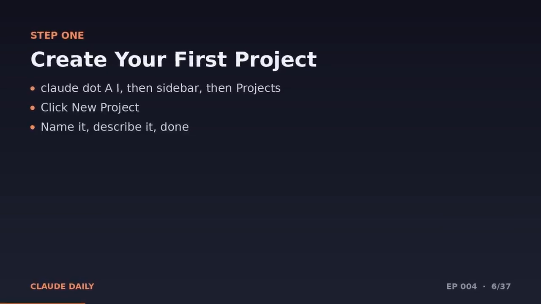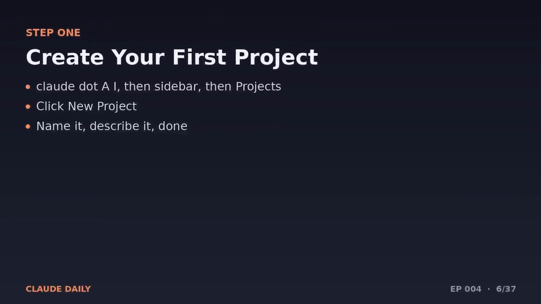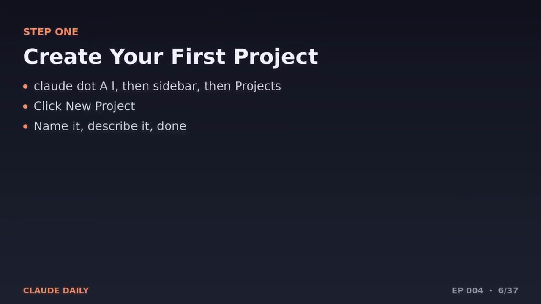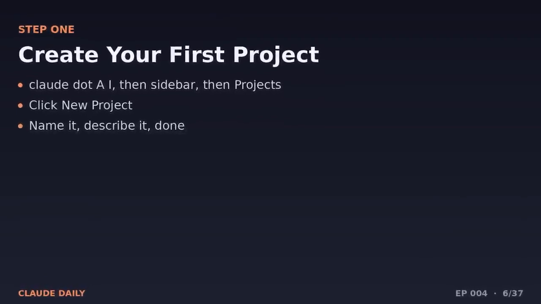Go to Claude.ai, look at the left sidebar and click Projects. Then hit the New Project button in the corner. You will be asked for a name and an optional description. That is it. 10 seconds, and your room exists.